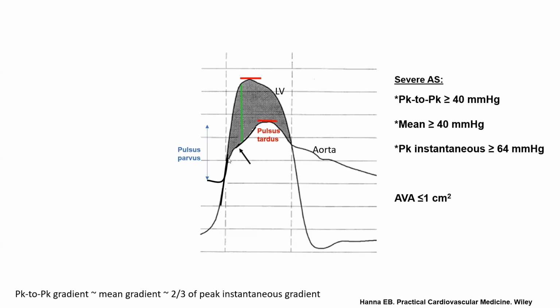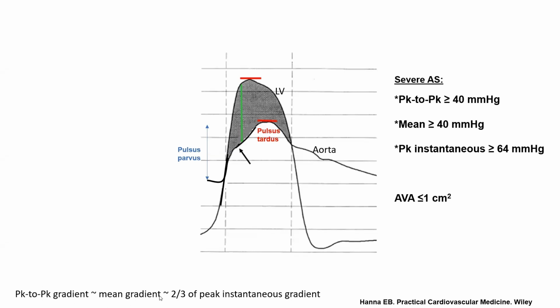Then you have the mean gradient, which is an integration of the pressure in that gray area between LV and aorta. Then you have the peak instantaneous gradient, the green one, which is the highest vertical point. You can draw thousands of vertical points between LV and aorta, and you pick the highest. That's the peak instantaneous gradient.